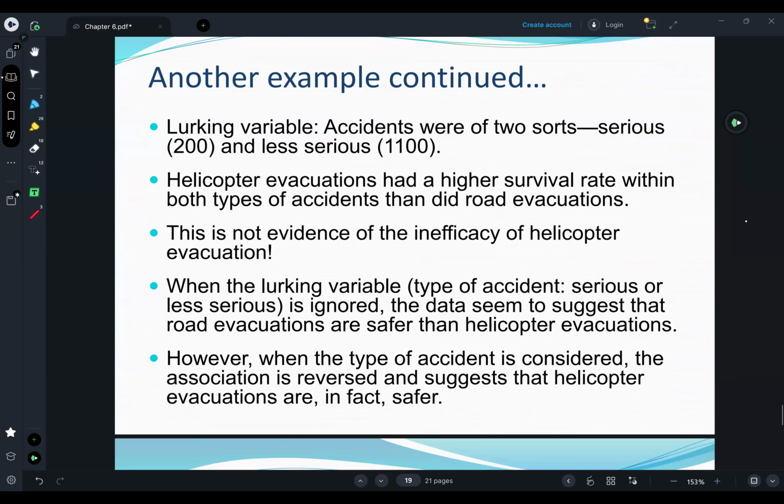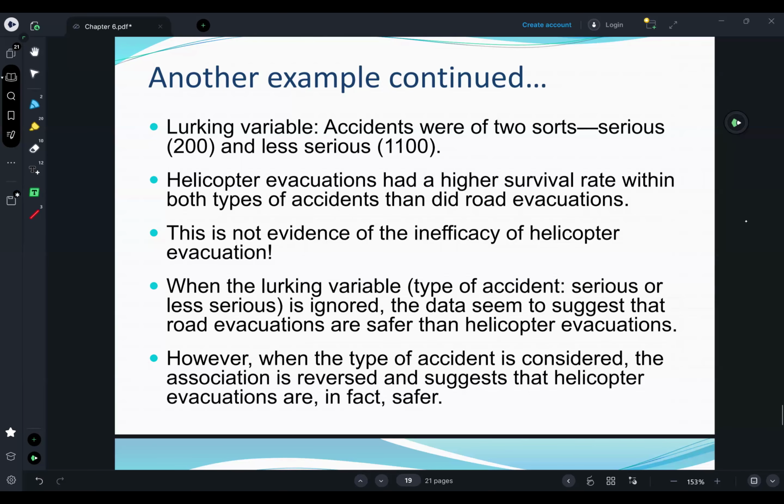Right, so this is summarizing that. We have serious and less serious accidents. Helicopter evacuations had a higher survival rate within both types, serious and not serious. So this is just recapturing that. This is not evidence of the inefficacy of helicopter evacuation. When the type of accident, the lurking variable, is ignored, the data seems to suggest that road evacuations are safer than helicopter evacuations.